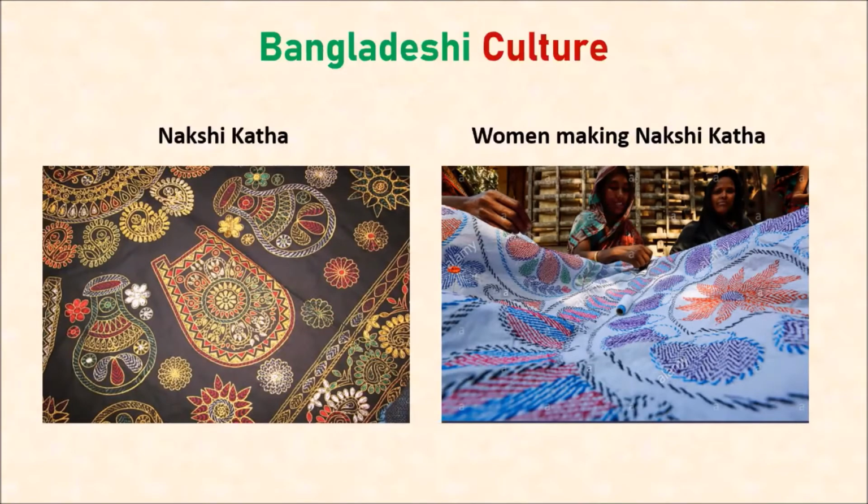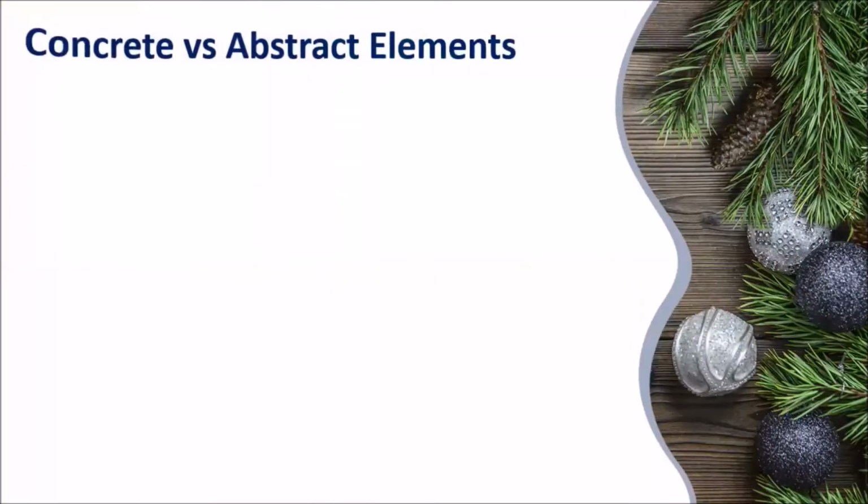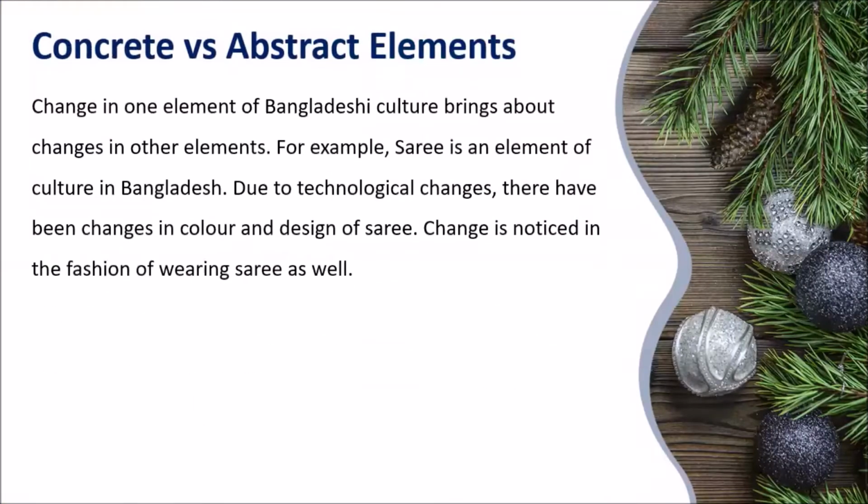Alright? Now, change in one element of Bangladeshi culture brings about changes in other elements. For example, shari is an element of culture in Bangladesh. Due to technological changes, there have been changes in color and design of shari. Change is noticed in the fashion of wearing sharis as well. So this is quite a familiar scenario in our society.